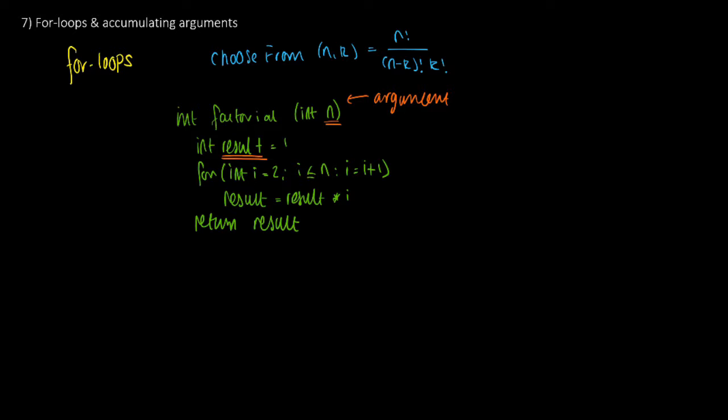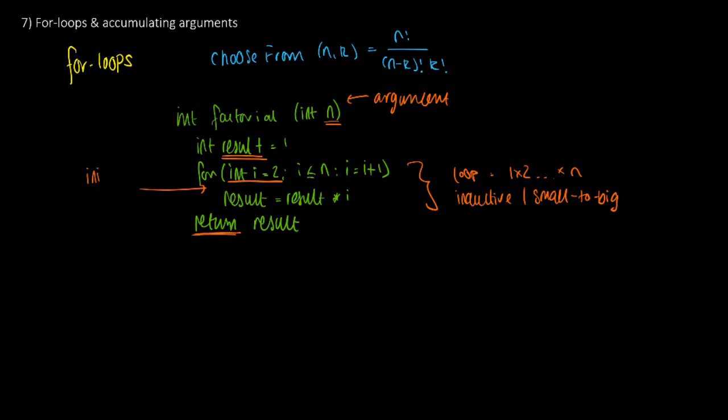Then we have a for loop, where we basically just calculate 1 times 2 all the way up to n, using the inductive or building up or going from small to big approach. After the for loop, we return the result. However, the for loop itself has a few components. The initialization, this sets up i, so that we can count how many times to loop against n.